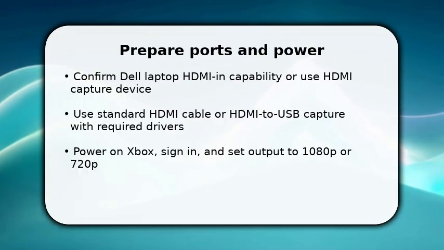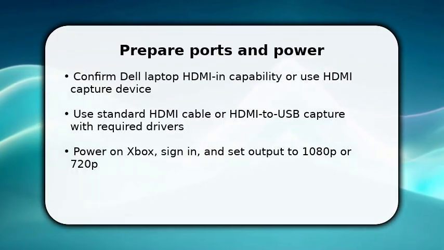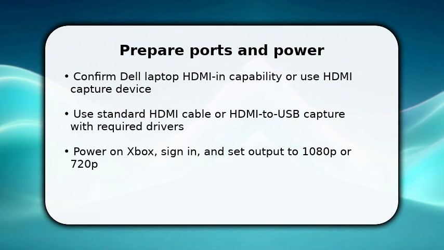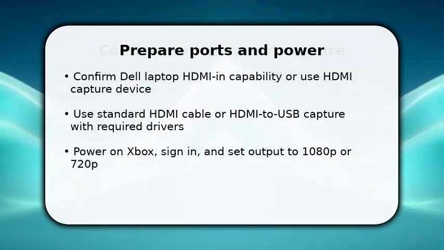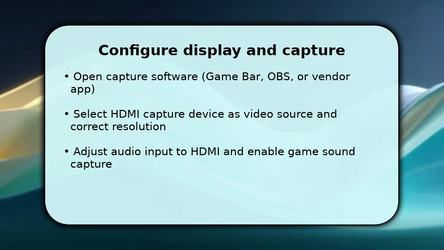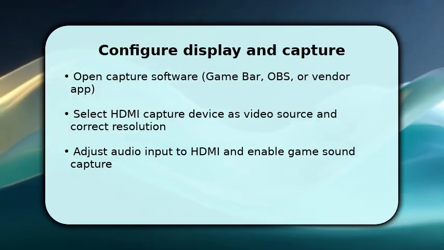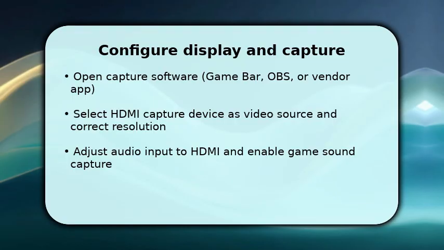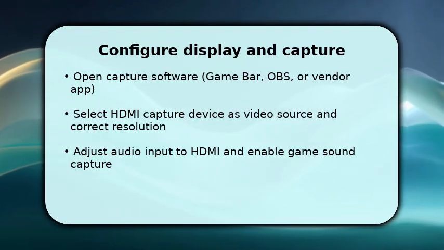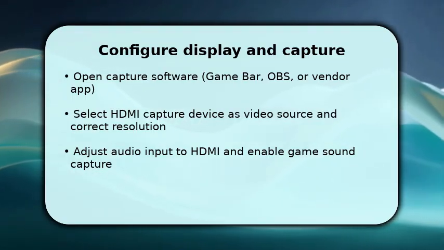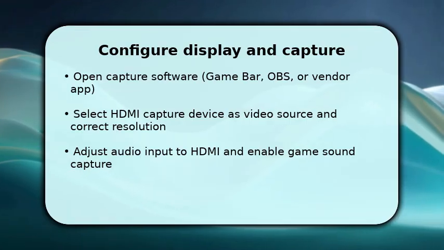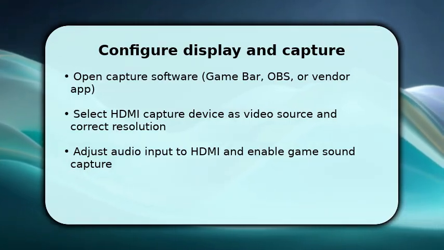Power on the Xbox and choose a stable resolution like 1080p or 720p to reduce latency and guarantee compatibility with capture hardware. Next, open the Capture or Display app, Windows Game Bar for built-in capture, OBS for advanced control, or the Capture Device Vendor app, and add the capture device as a video source. Make sure the software accepts the HDMI signal and set the resolution and frame rate to match the Xbox output.